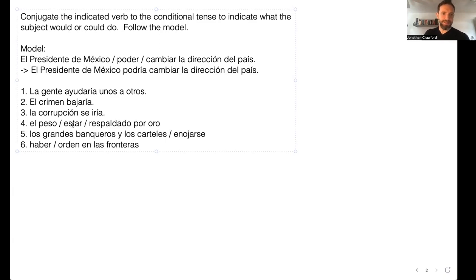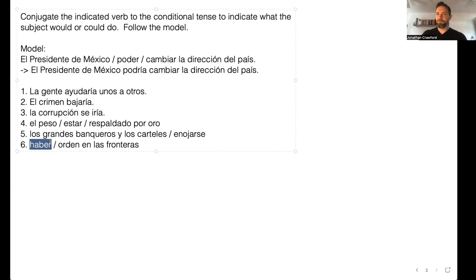El peso, estar respaldado por oro. What is peso? El peso is the Mexican currency. Los grandes banqueros y carteles, enojarse. What's that one going to be? Remember to put that reflexive pronoun somewhere else.